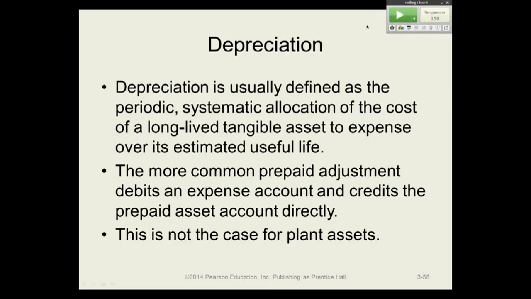So on the balance sheet, it's always going to be that the net book value, let me get over here so you can see it, the net book value is the cost of the plant asset minus accumulated depreciation. The cost stays constant for the most part, and the accumulated depreciation goes up as you use the asset, and the book value declines. And that's the process that we use instead of crediting the asset directly.